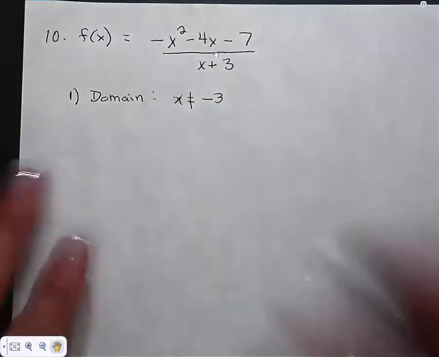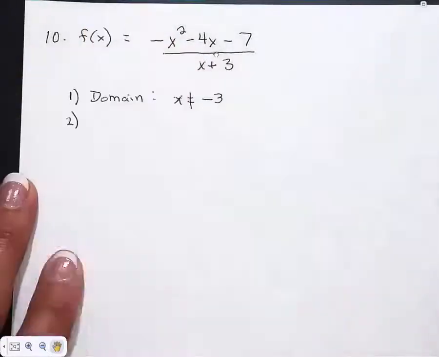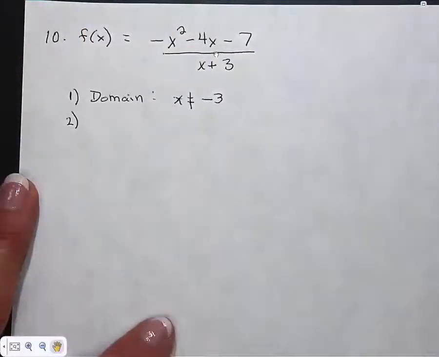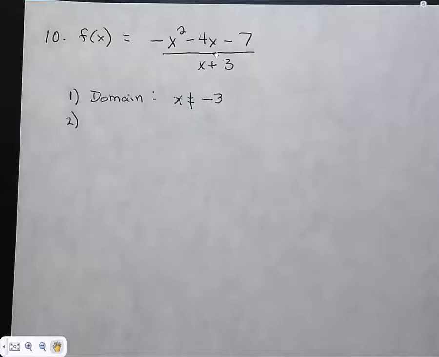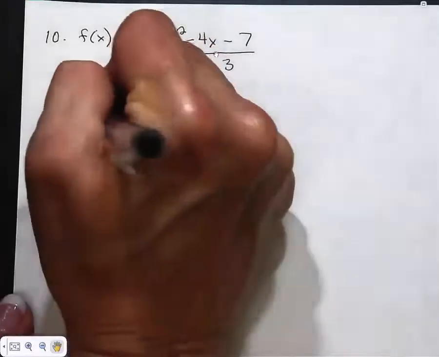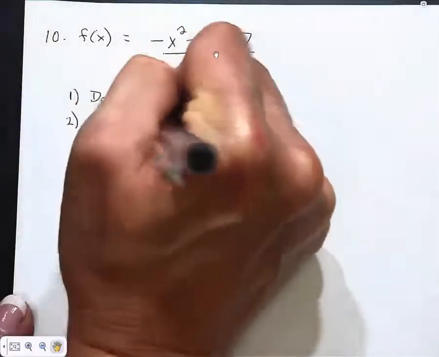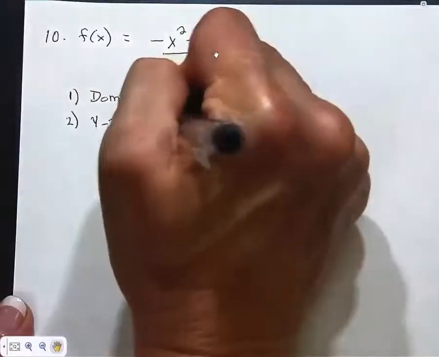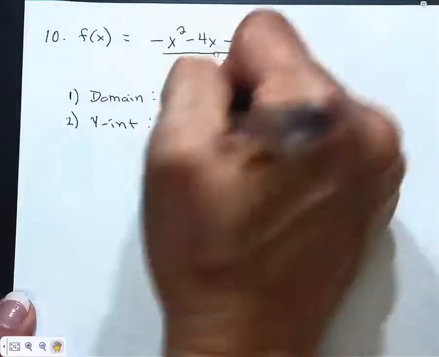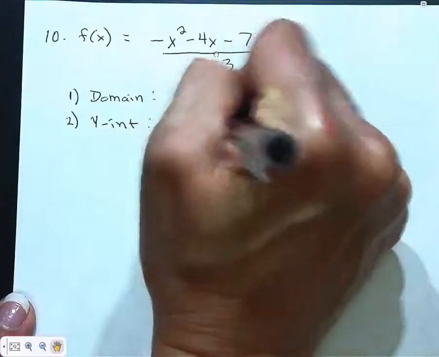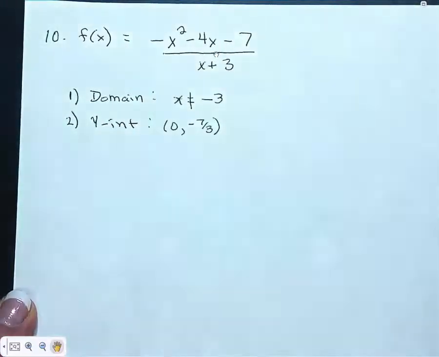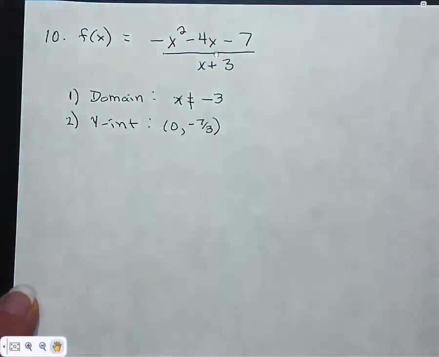All right, number 2. What about the intercepts? The y-intercept. How do you find it? Let x be 0. I can see that y would be negative 7/3. What about x-intercepts? You would have to use the quadratic formula.